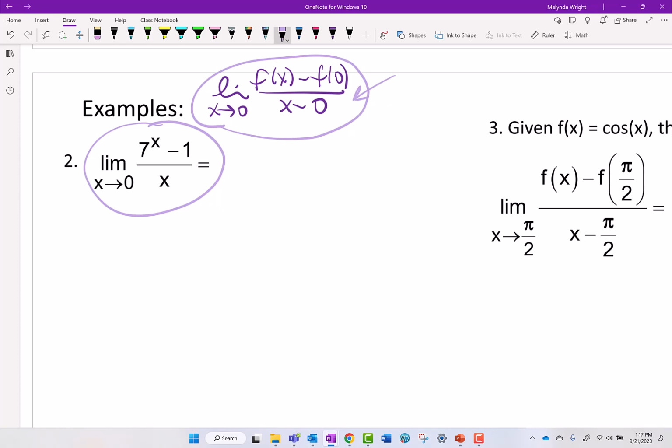So I'm going to pause here for a second. We've practiced with problems like this before where we have to recognize the limit as the definition of the derivative.